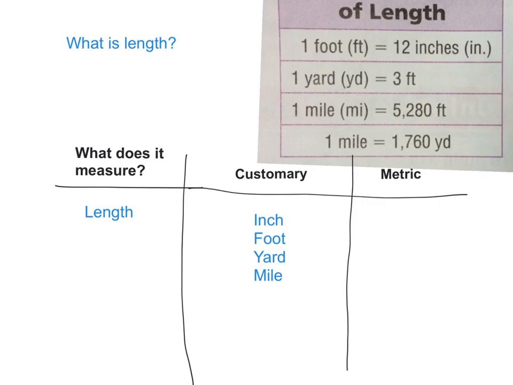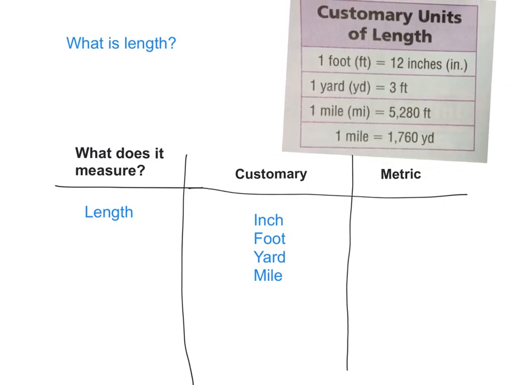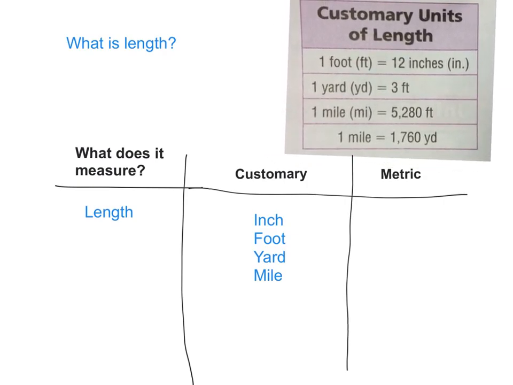5,280. Okay, write that one down. And 1 mile is 1,760 yards. And trust me when I say you'll want to write these down because we need to use these conversions to help us convert these different units of measurement.